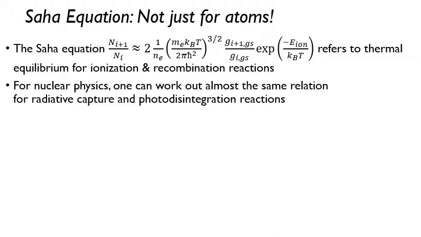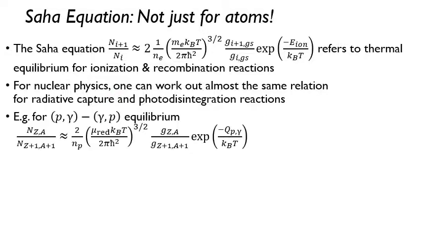For nuclear physics, you can work out essentially the same relation, but instead for radiative capture and photodisintegration. Radiative capture means you absorb, for instance, a proton and you emit a gamma ray, and photodisintegration means that, for instance, you absorb a gamma ray and emit a proton. So similarly, you can be in thermal equilibrium, and the mathematics don't really care whether you're talking about ejecting electrons or ejecting nucleons. So it's essentially the same formalism, and if you want to see it worked out, you can go to my graduate nuclear physics lecture notes on astrophysical reaction rates, and you can see where this is worked out, more or less.